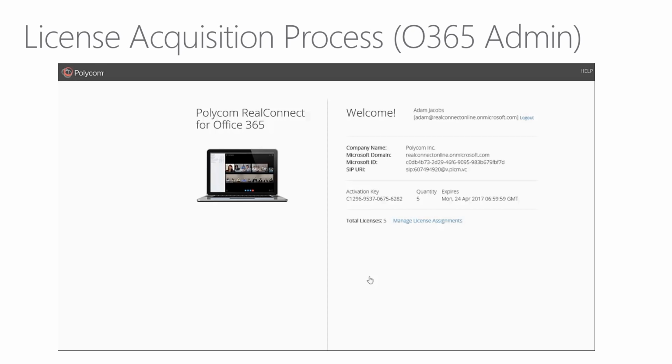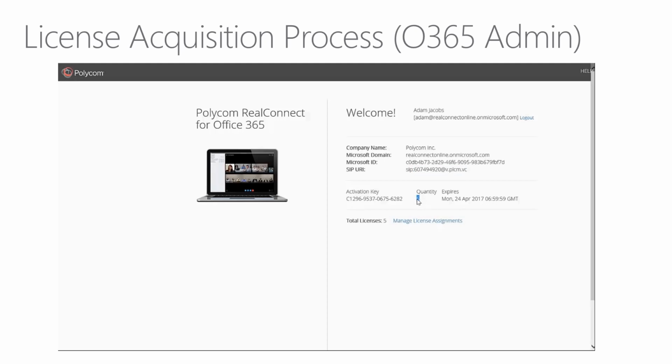Okay, so it's telling me my company name, my tenant domain, also my tenant GUID, and it's also assigned me a SIP URI that's got my tenant ID. So my tenant ID at v.plcm.vc. And there we can also see our license key and our entitlement. In this case, it's a 5-user trial license that expires on the 24th of April.